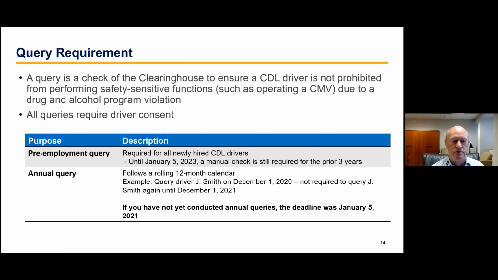Some companies do it all on the same date. For a driver, some companies use their hire date. Some companies use a driver's birth date. It's sort of up to you to determine how you want to establish that 12-month cycle, but once every 12 months. And again, all queries require driver consent. We're going to talk a little bit more about that. But those are the two types of queries.